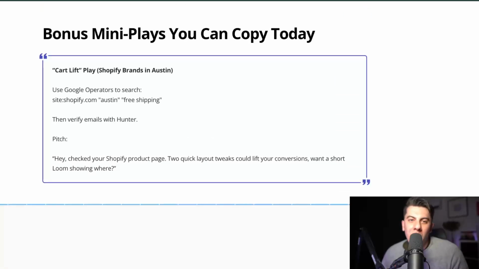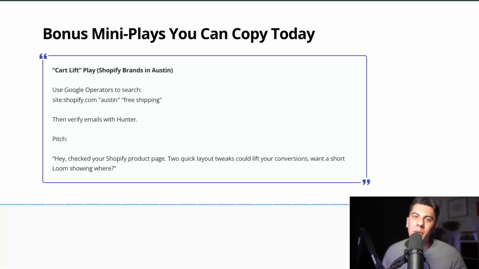The cart lift play for Shopify brands, let's say in Austin. Use Google operators to search site shopify.com, Austin, free shipping. Then verify emails with Hunter. Pitch: Hey, checked your Shopify product page. Two quick layout tweaks could lift your conversions. Want a short, quick Loom showing where? That's your entire workflow. Find, qualify, contact, and help.